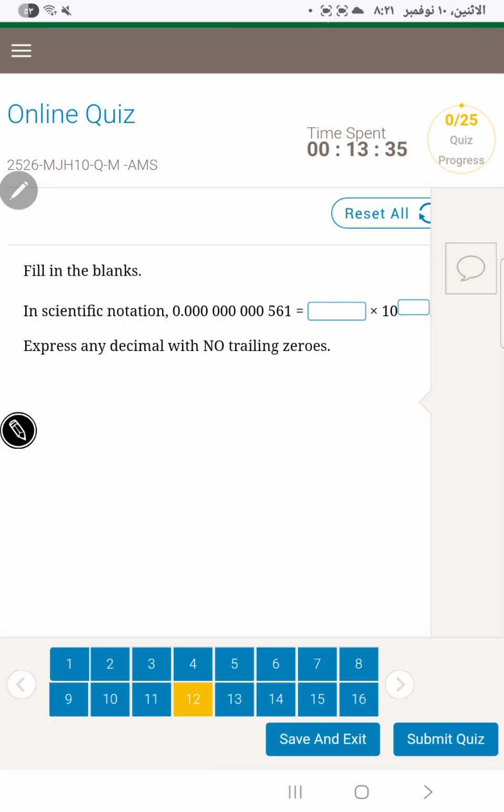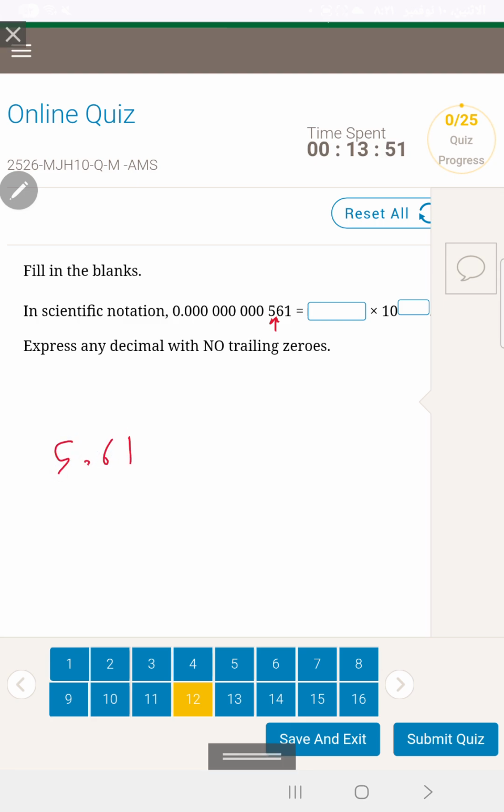Question number 12 now. In scientific notation, what's this number? Express any decimal with no trailing zeros. Okay, so here you have to put the decimal after 5, between 5 and 6. So 5.61. Now you have to count how many places you have to move to the left. So here you have 1, 3, 3, 3, 3, 3, 3 and 1. You have 10 places. So times 10 to the power of negative 10.